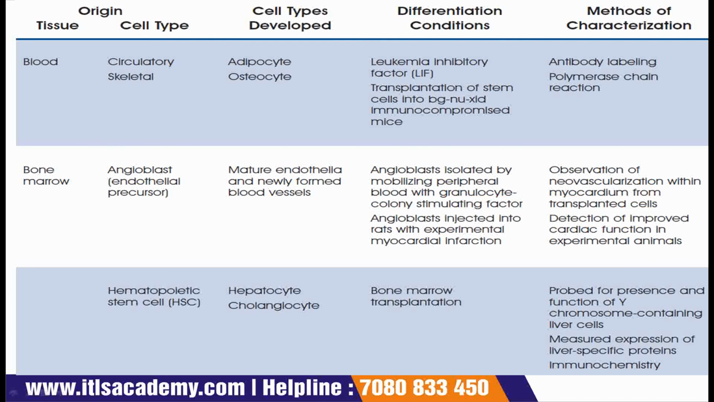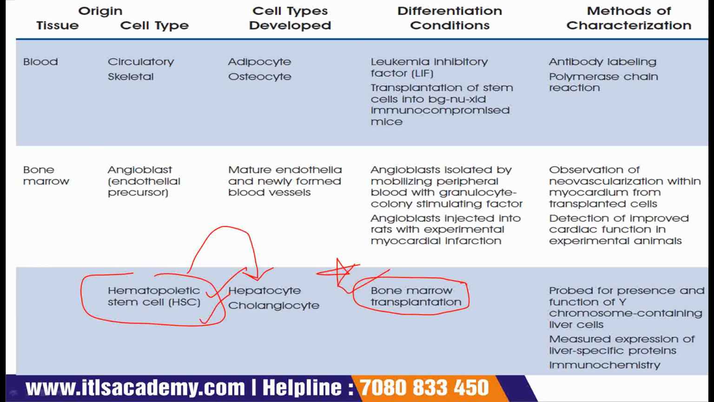Coming to the next type of cell, that is hematopoietic stem cell. Hematopoietic stem cell will develop into hepatocyte and cholangiocyte. For the differentiation, the condition used is bone marrow transplantation. Although we have discussed in very detail what is bone marrow transplantation, if you want, you can refer to our previous lectures in which we have discussed it in detail.